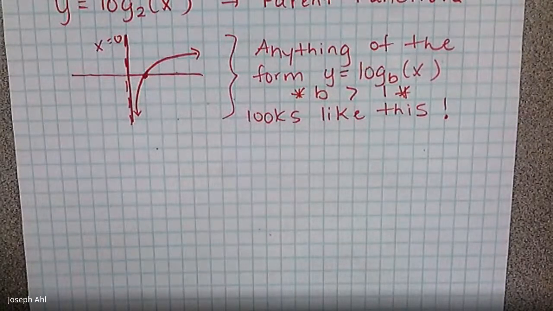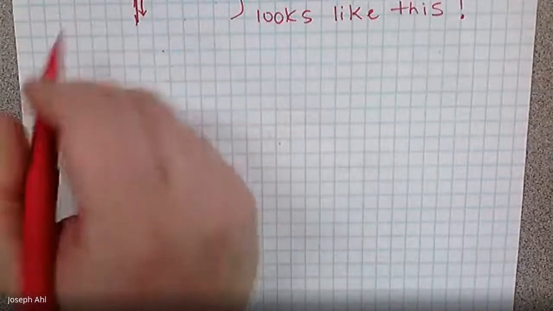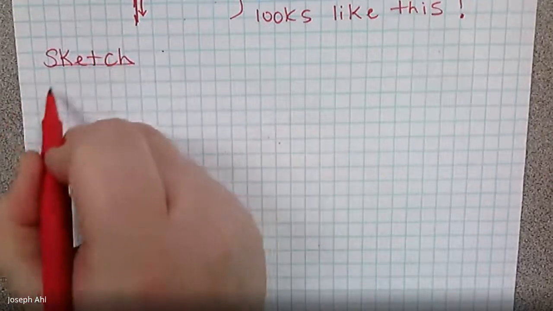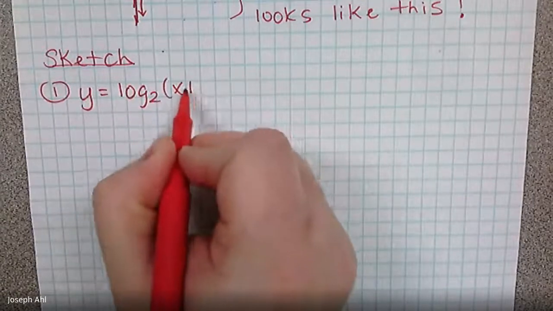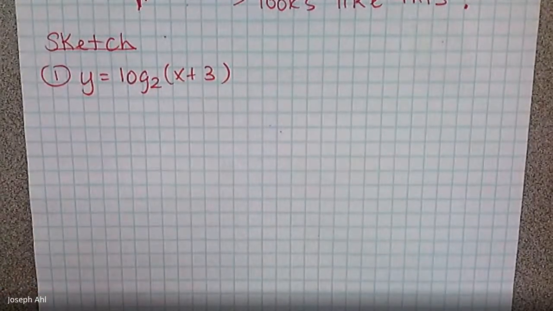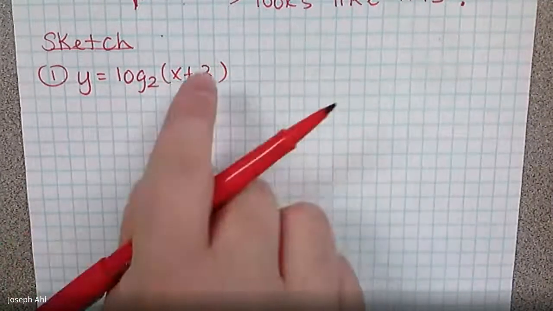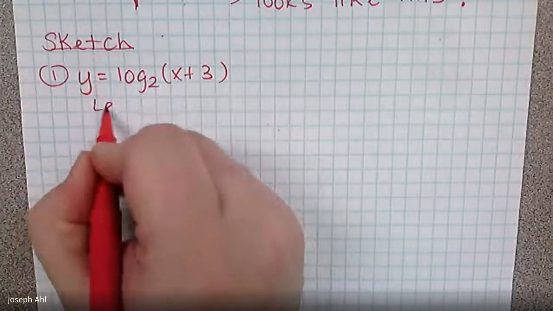So I alluded to this on the front that we actually found the domain already for log base 2 of x plus 3. So let's sketch the following. If I have log base 2 of x plus 3, what does that do to the graph? Well, based on what we know about something that occurs on the inside of the function transformationally, this is going to shift the entire graph to the left 3.